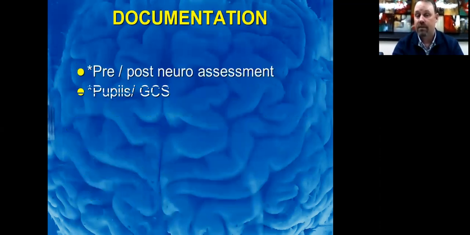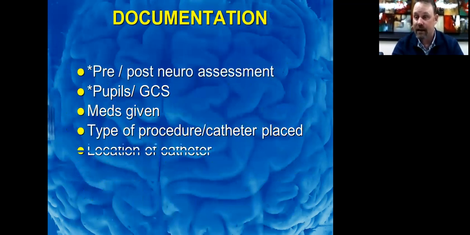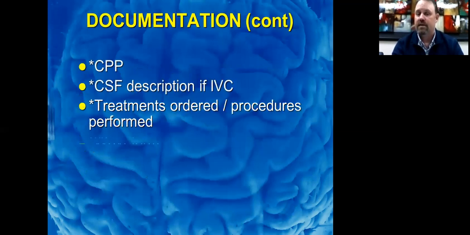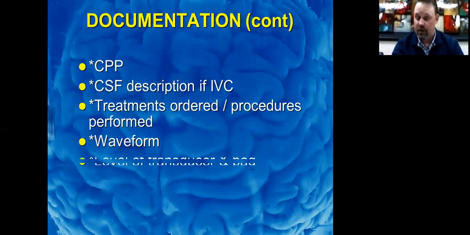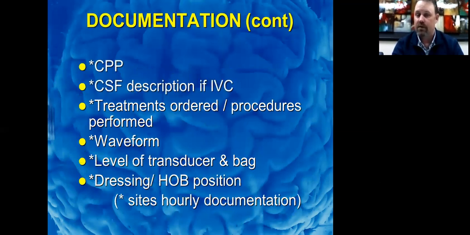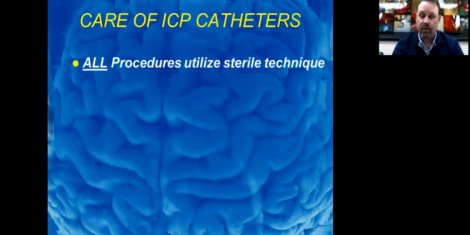Pre and post neuro assessment, pupils, GCS, what meds were given, and the dosage and the time, type of procedure or catheter placed, location of that catheter, opening pressures, the CPP, the CSF description, if you can see it, treatments ordered and procedures performed, the waveform, level of the transducer and bag, and the dressing and the head of bed position. The head of bed position and stuff really affect what the pressure readings are going to be.